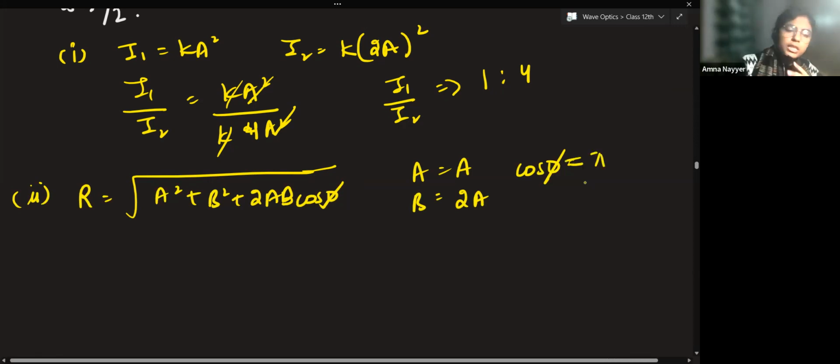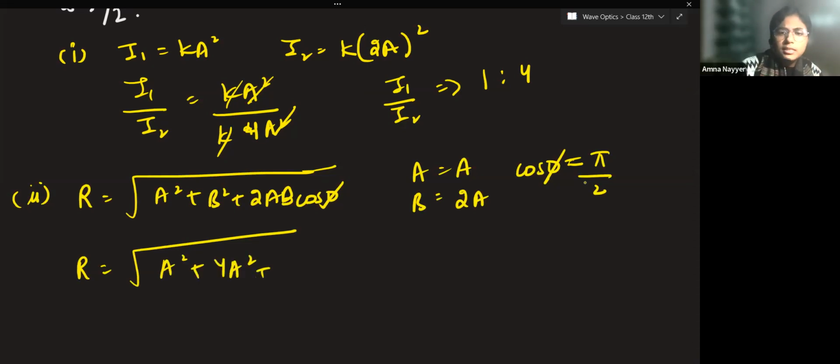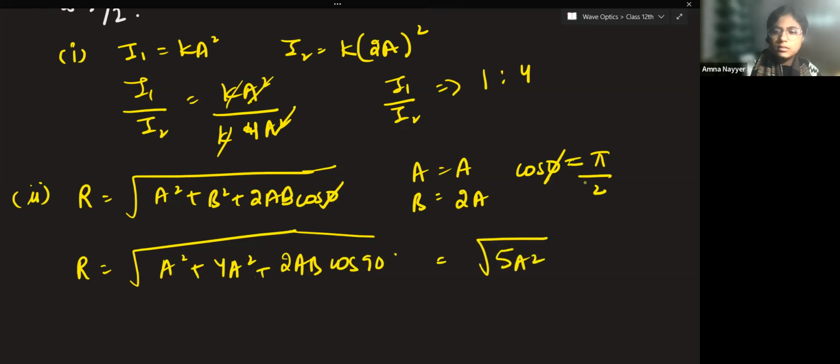Put in all the values, you get A square plus 4A square. Pi by 2 will make the last term ultimately 0, 2AB into cos 90 degree. That will be under root 5A square only. So A you can take out, root 5 will be left. A root 5 will be the answer, right?